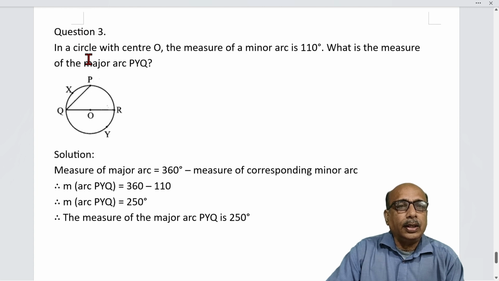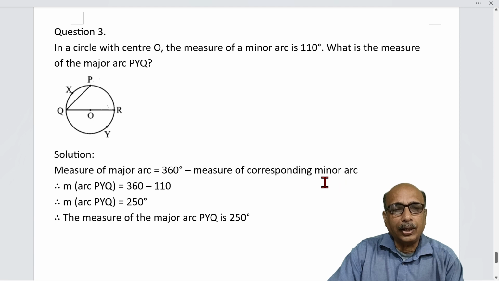Question 3. In a circle with center O, the measure of the minor arc is 110 degrees. What is the measure of the major arc PYQ? The measure of the major arc is 360 degrees minus the measure of the corresponding minor arc. So PYQ equals 360 minus minor arc 110 degrees equals 250 degrees. Therefore, the measure of the major arc PYQ equals 250 degrees. I am sure it is very easy.